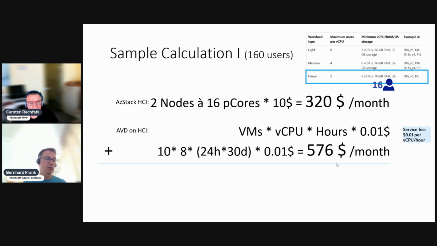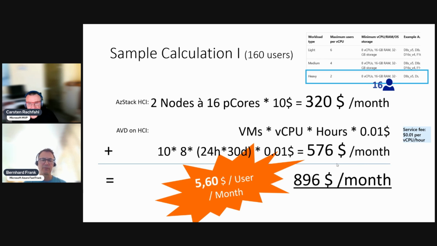We keep them running 24 by 7, 30 days for the month, and then times the service fee, which is $576. So in total, I would sum it up to almost $900 per month for 160 users, or let's put it differently, $5.60 per user per month. Of course, we didn't include the hardware costs here.